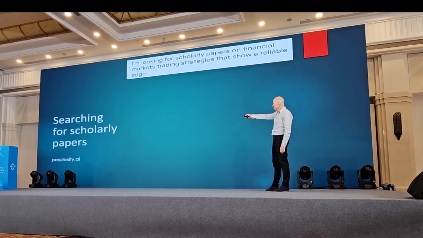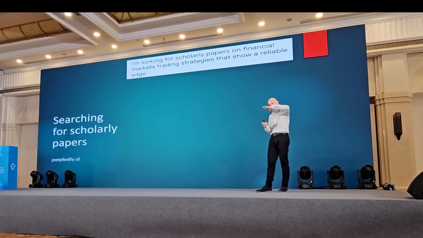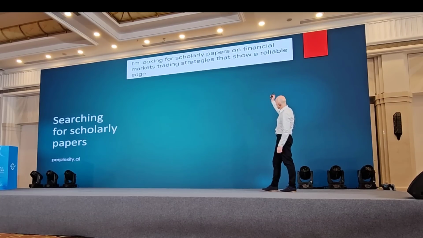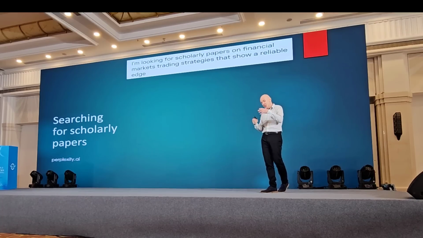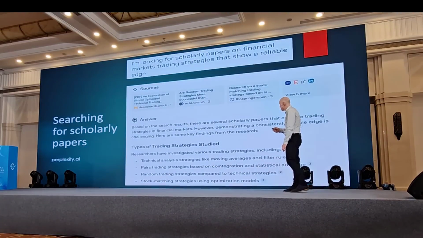So here I'm using Perplexity AI, which is an AI that sits on top of a search engine. So it's very good for doing this type of research. I'm looking for scholarly papers on financial markets, trading strategies that show a reliable edge. So, without me having to read all the papers and everything, I wanted it to figure that out for itself.